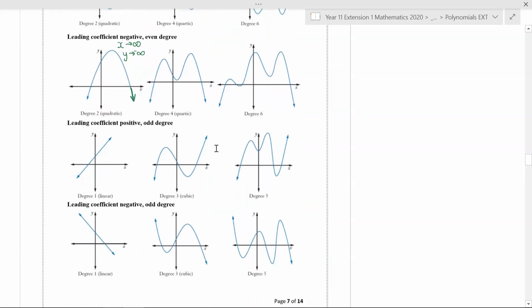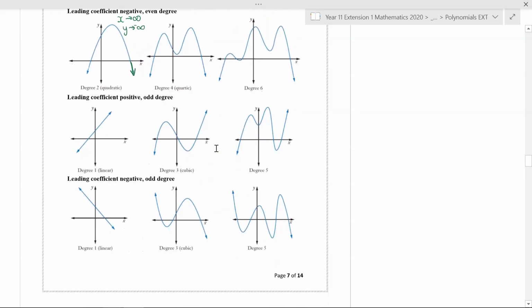What happens if we have an odd degree? We know what a line looks like. Odd degree of 1 starts down here, ends up here. Degree of 3, again, starts down here, ends up here. So if the leading coefficient is positive, as x approaches infinity, y also approaches infinity, up, up, up. But you know the reverse at the other end for an odd degree. If our leading coefficient is negative, as x approaches infinity, y approaches negative infinity.